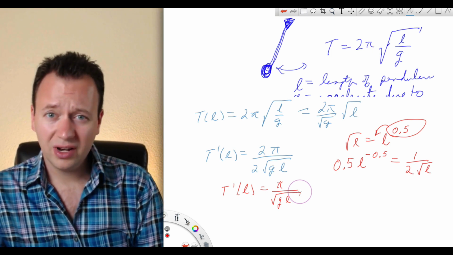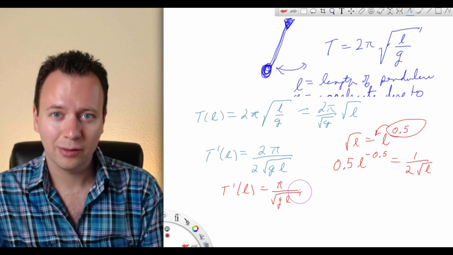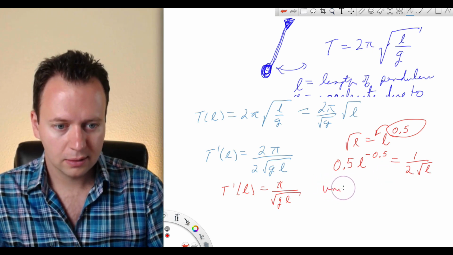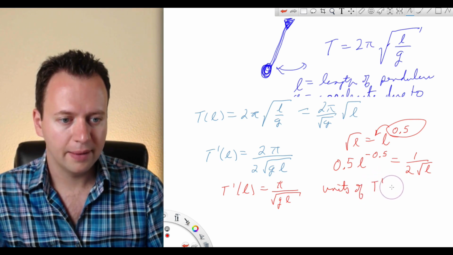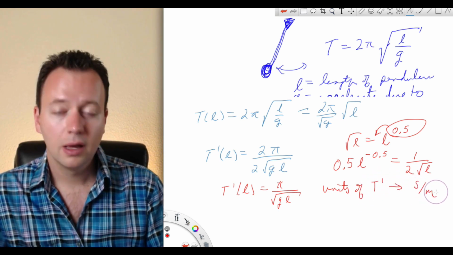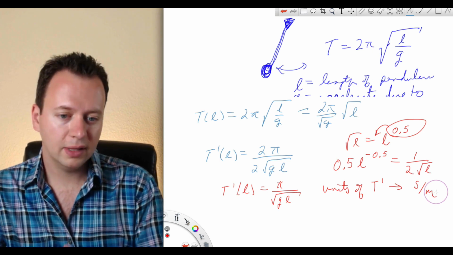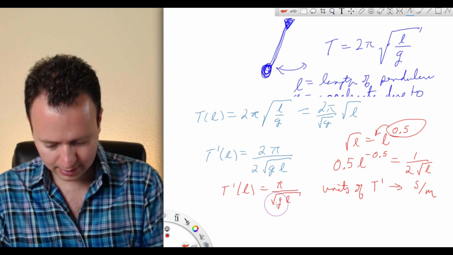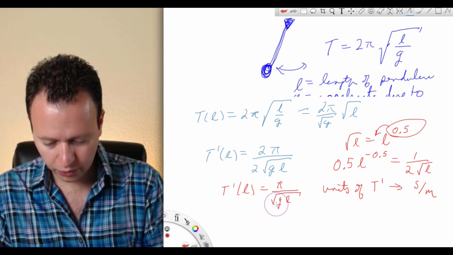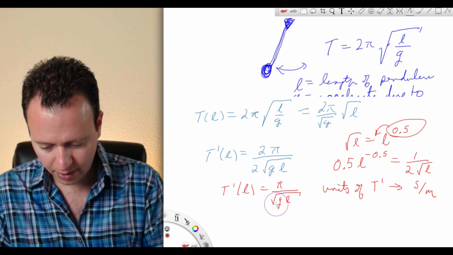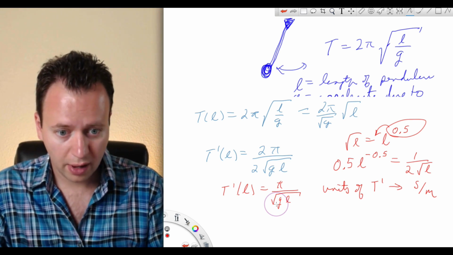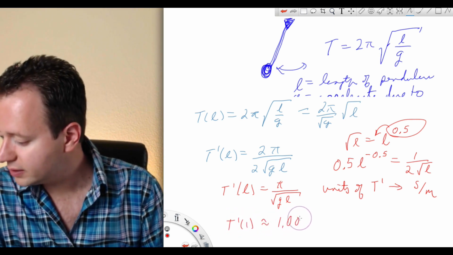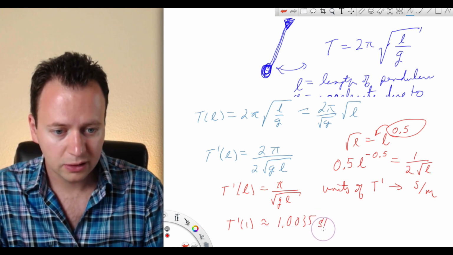Now this is the derivative of the period with respect to the length. So the units of T prime are going to be seconds per meter. If L is approximately 1 and G is 9.8, take the square root of 9.8, take the reciprocal, and multiply it by pi. So actually T prime of 1 is approximately 1.0035 seconds per meter.